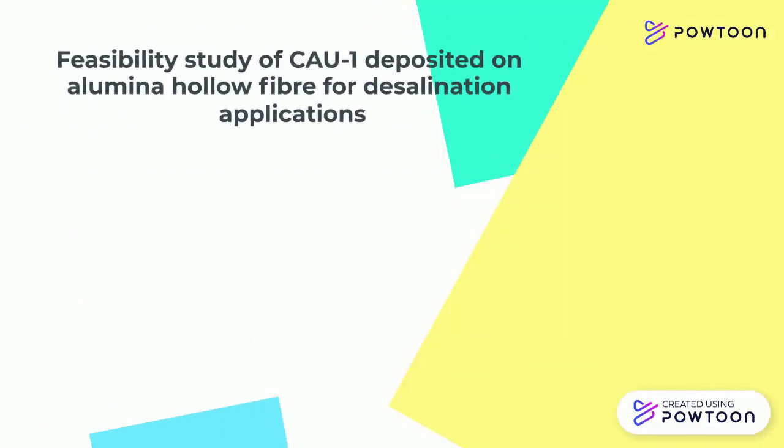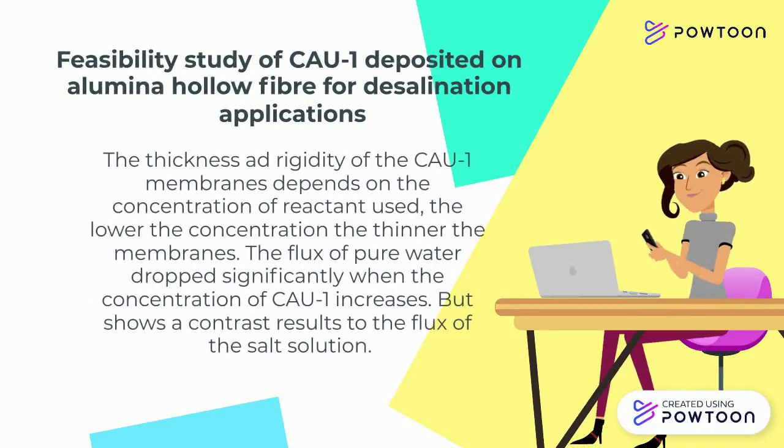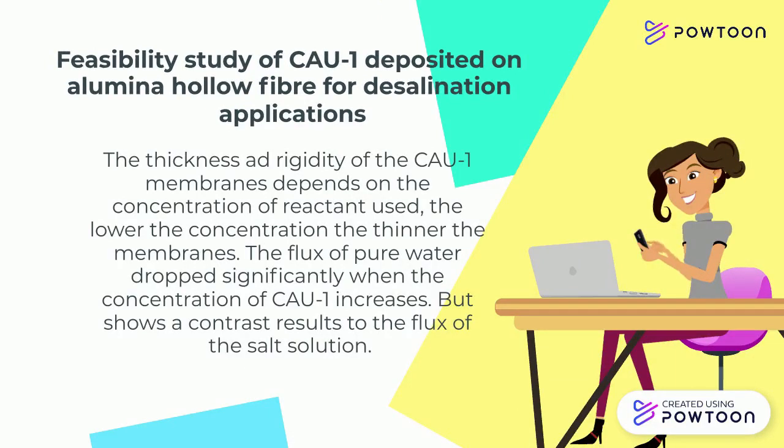On the fifth article, about the CAU-1 deposited alumina hollow fiber membrane, it shows that the thickness and rigidity of CAU-1 membranes depend on the concentration of reactant used. The lower the concentration, the thinner the membranes. The flux of pure water drops significantly when the concentration of CAU-1 increases, but it shows a contrasting result for the flux of the salt solutions.